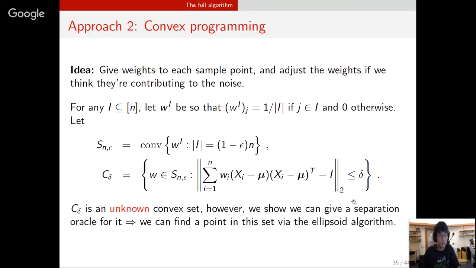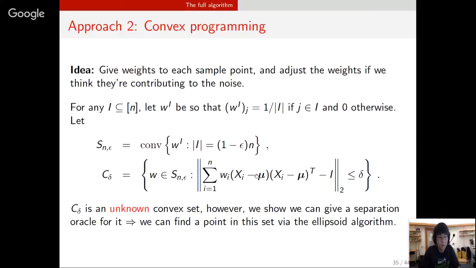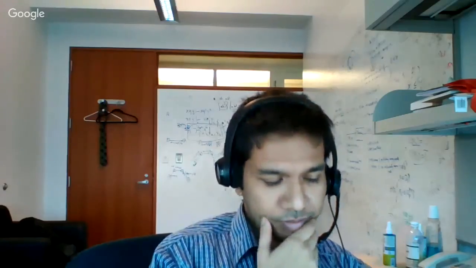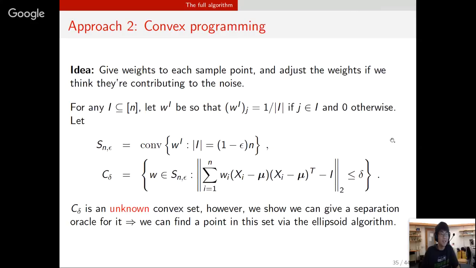Okay. We're going to use traditional techniques: these ellipsoid algorithms allow us to find feasible points in convex bodies without knowing the description. If I can produce a separating hyperplane at each step for my current guess, then I can approximately find a point in C sub delta. And how is the separation oracle defined? More or less it's just taking the top eigenvector of this, but with mu hat instead of mu. Okay, that makes sense. Thanks.